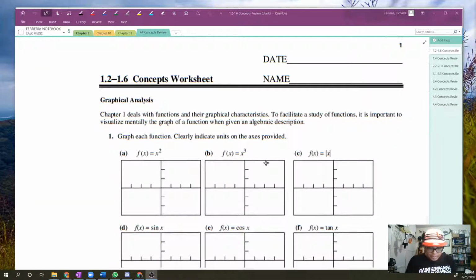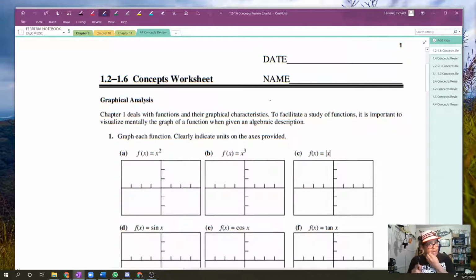The first things that you looked at in calculus was just kind of a review on functions. So chapter 1 deals with functions and their graphical characteristics. To facilitate the study of functions, it's important to visualize mentally the graph of a function when given an algebraic description. So really the first thing here that you need to do is be familiar with a lot of the parent functions that you learned all the way from algebra 1, algebra 2, geometry, pre-calculus.